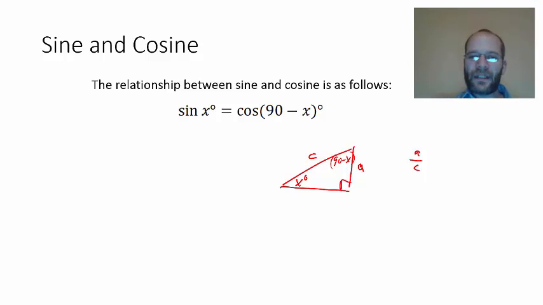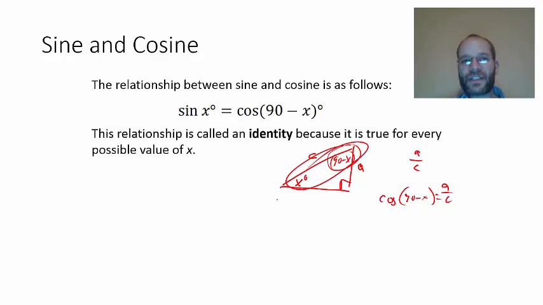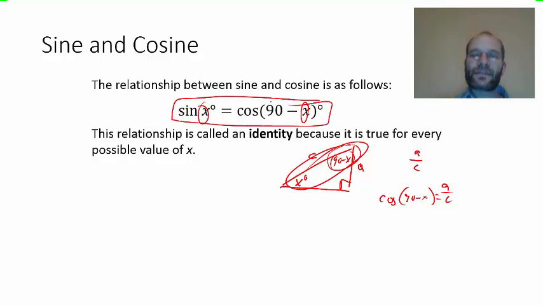When we talk about the cosine of this angle, 90 minus x, that is also equal to a over c because it's adjacent over the hypotenuse. So there's always a fixed relationship between the sine of x and the cosine of 90 minus x. Those two values are always the same. A particular relationship like this is called an identity because it's true for every possible value of x. It does not matter what number we put in here for x. This is always a fixed relationship.